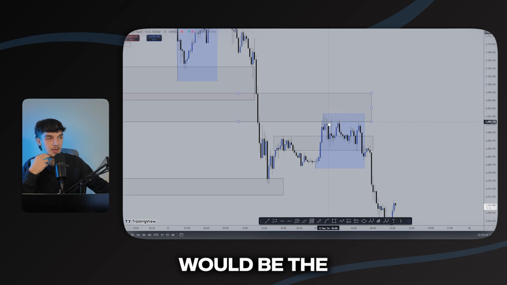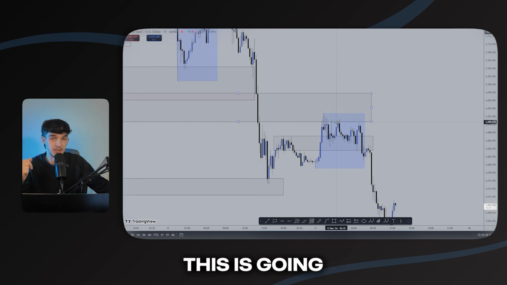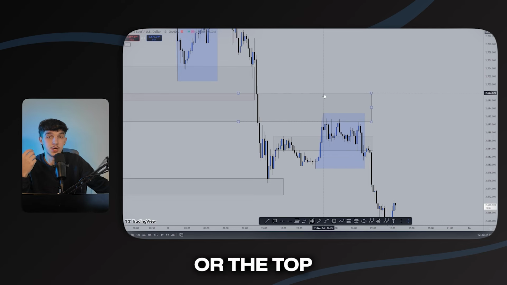So your entry would be at the start of here, the middle, or the top. Again, this is going to be for your backtest and what works for you, what works for your risk to reward. If you have a tighter stop loss, then probably go for the middle or the top. If you have a looser stop loss, then more than happy to go for the start of the point of interest that you're looking for. Just make sure your point of interest is defined as well as possible.